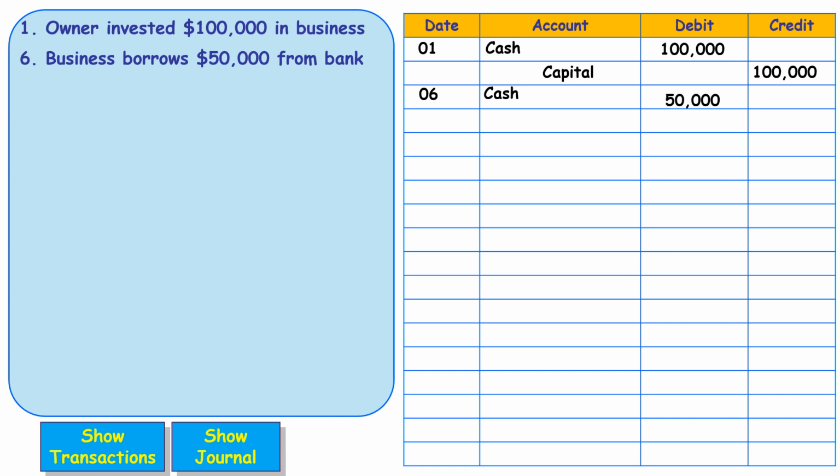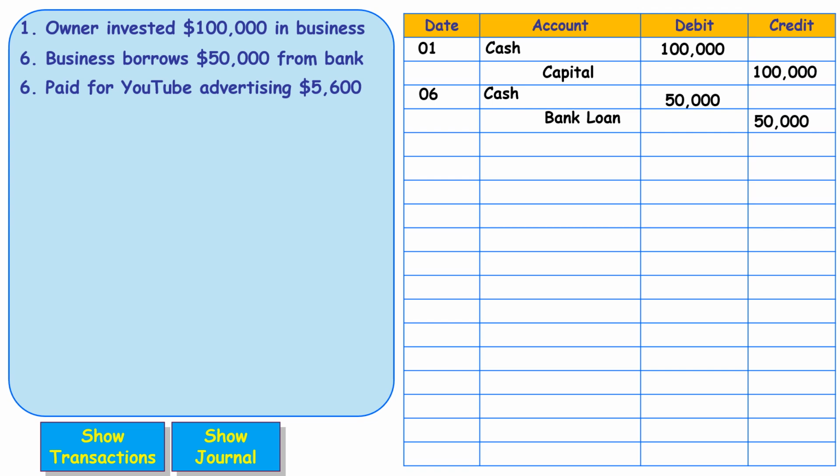Since this cash came from the bank as a loan, it's a liability. Liabilities increase, and we are going to credit them. So you can see that the debit amounts will always be the same as the credit amounts. Let's look at a few more transactions.